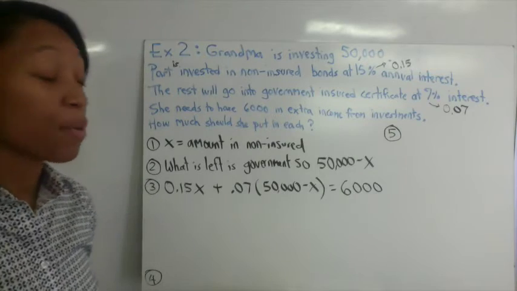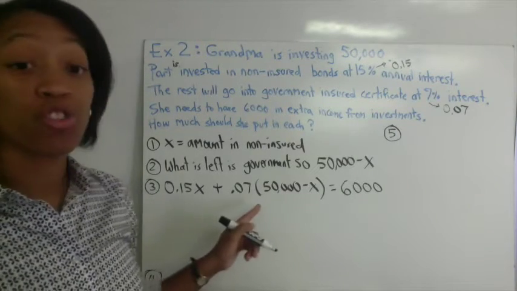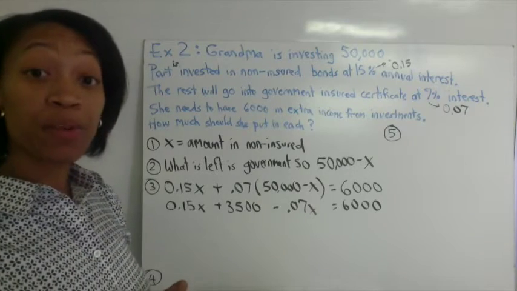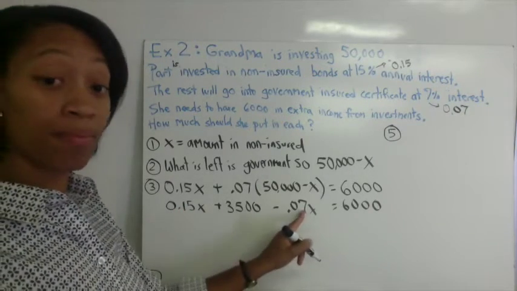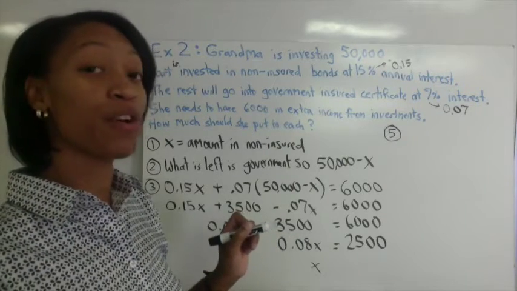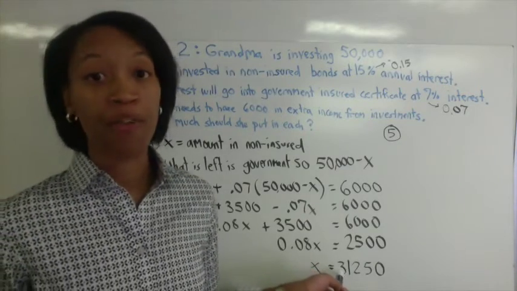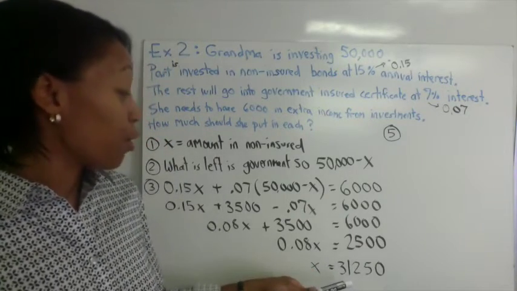All right, so now we're to step number 4. Let's go ahead and solve for X. First, distribute. Combine like terms. Move the 3,500 to the other side and divide by 0.08. Okay, so it looks like we have 31,250 for our value of X.